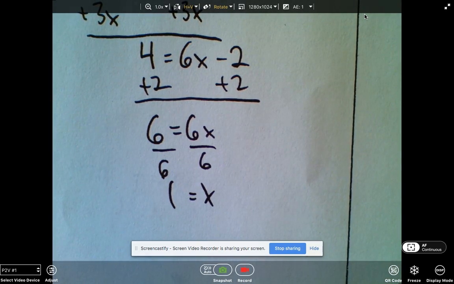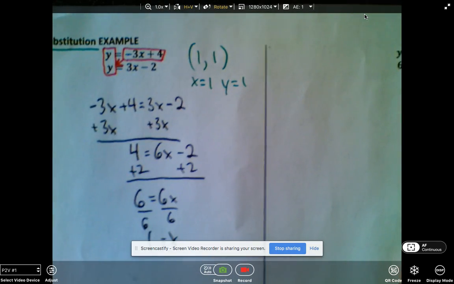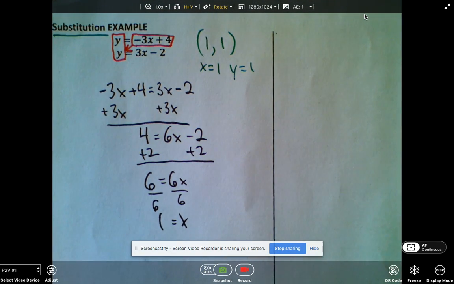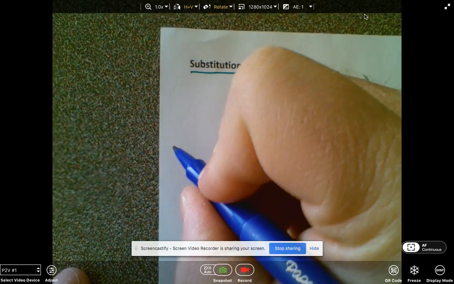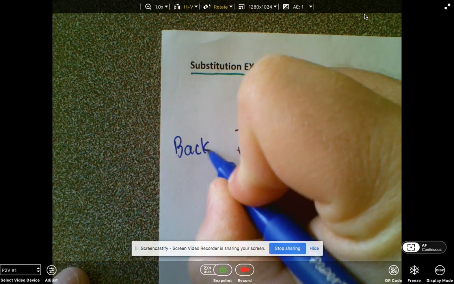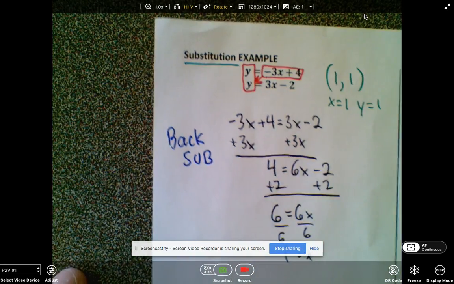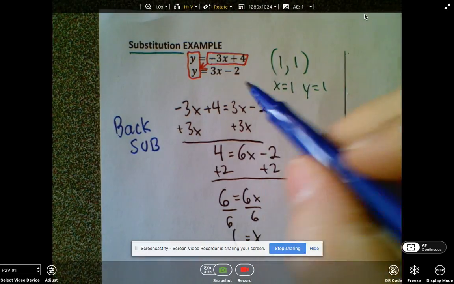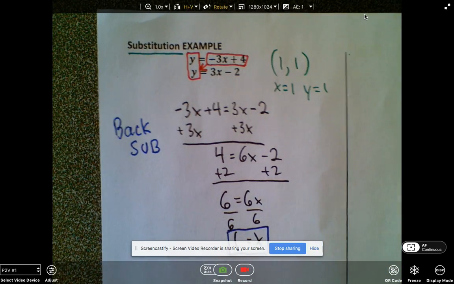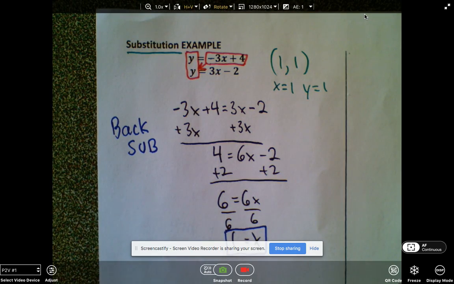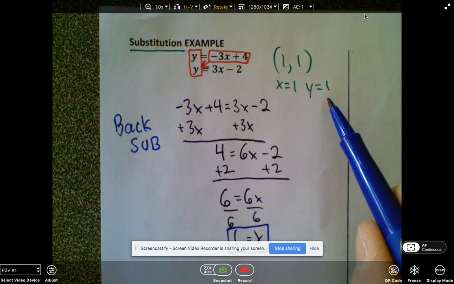So in order to solve a system, I have to have the x and the y. So this is where we do something called back sub, or back substitution. So I'll do it here in blue. I'll put it over to the side, back sub. So this will be our second substitution. We already substituted once here. Now I'm going to take this x equals 1, and I'm going to substitute it into either equation. It doesn't matter. I should still get y equals 1.